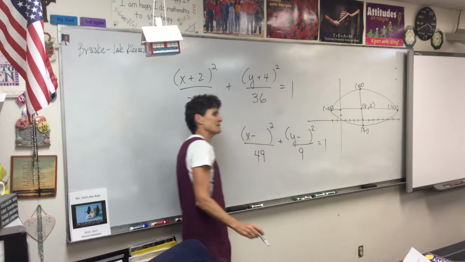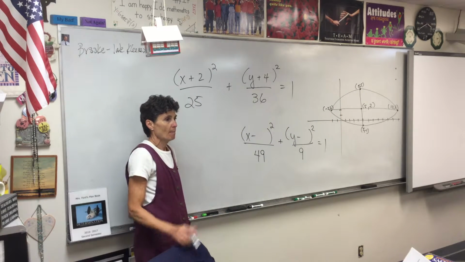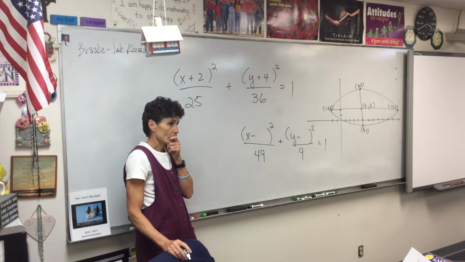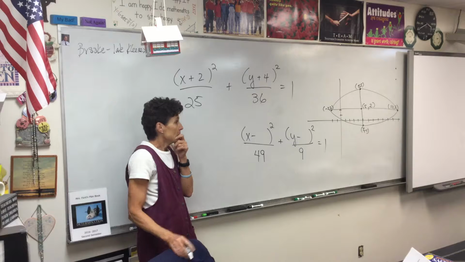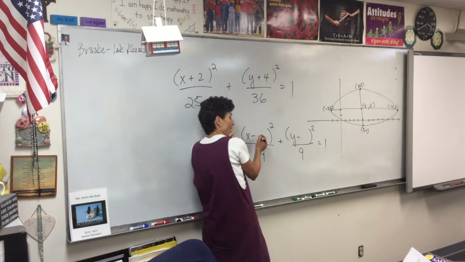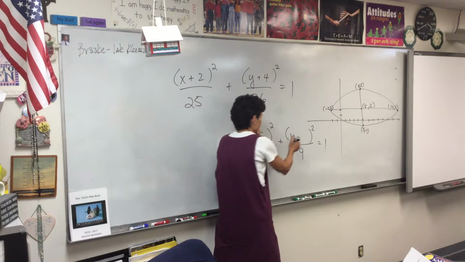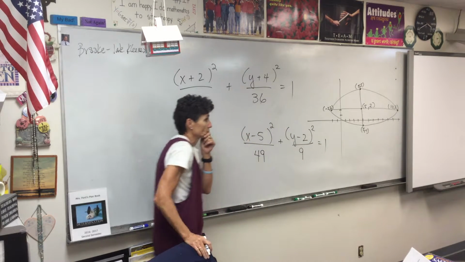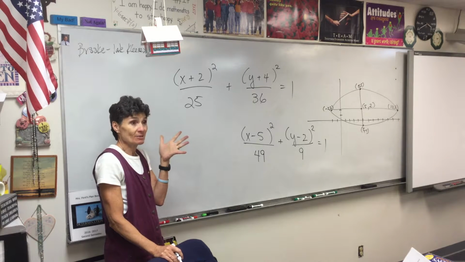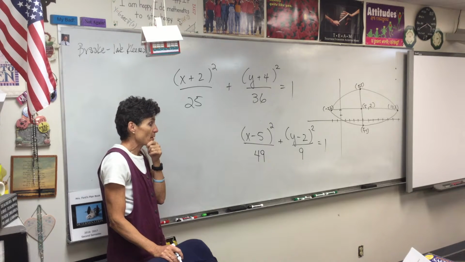Can't we tell what the center is by where the axes cross each other? Yes. So if the center is at 5, 2, I will have x minus 5 and y minus 2. And we're done. It's like a puzzle. You have to figure it out piece by piece.